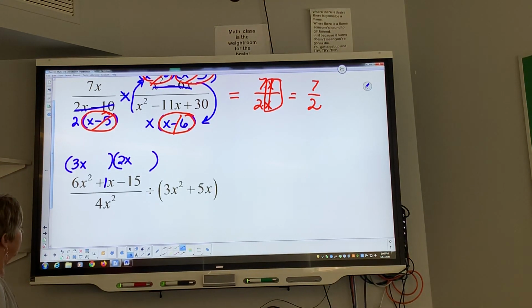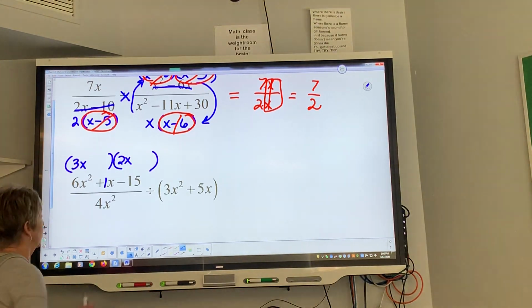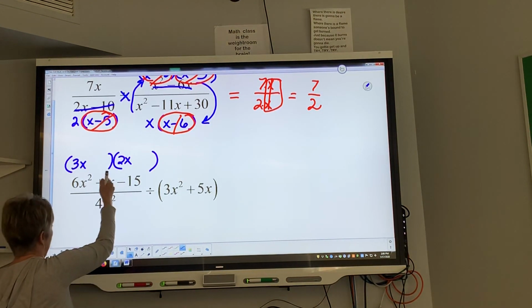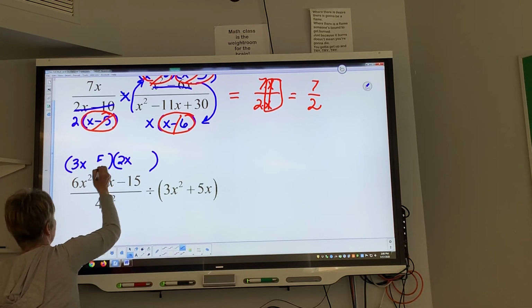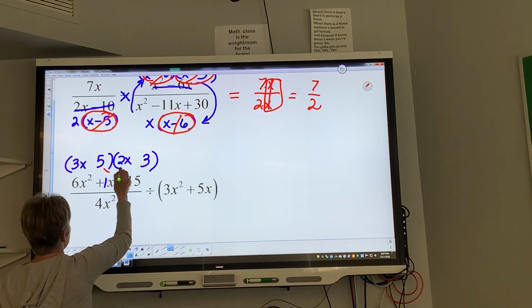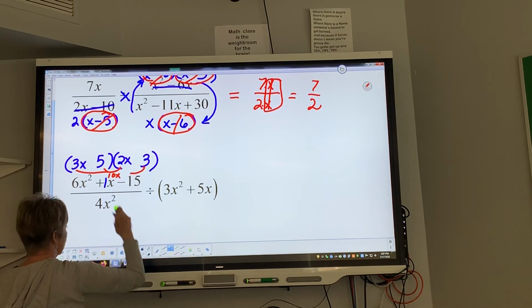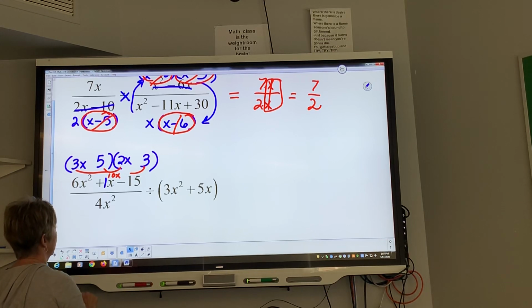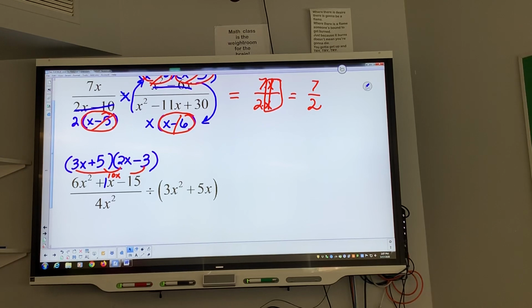Now I've got to look at factors of 15, and I have to put them in such a way that I can get a 1. So again, I'm going to try 5 and 3. 15 and 1, if I use 15, it's going to give me a big product, and I only want a 1. So I think if I put a 5 here and a 3 here, that's going to do it for me. Because this will give me 10x, the outers will give me 9x, and I can get a 1 from that. So I'm going to want a positive there and a negative there. You see how that'll work?